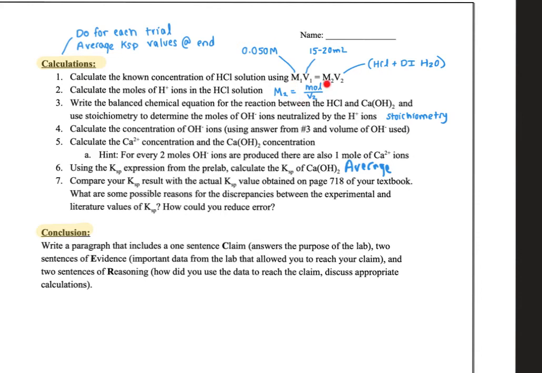So now that I know moles of HCl, I can do step 3, which is the balanced equation of the reaction that's actually happening between the calcium hydroxide and the HCl. If I know how many moles of HCl reacted, I can figure out how many moles of calcium hydroxide reacted. We can calculate the concentration of hydroxide using the moles from step 3 and the volume of hydroxide used in the titration. And then we can use what we know about the molarity of OH minus and the stoichiometric ratio of calcium, 2 OHs for every 1 calcium, to figure out the concentration of calcium and plug those into Ksp. You will find the actual Ksp value from your textbook and then compare the two and talk about maybe some error that could have occurred, and then a CER conclusion.